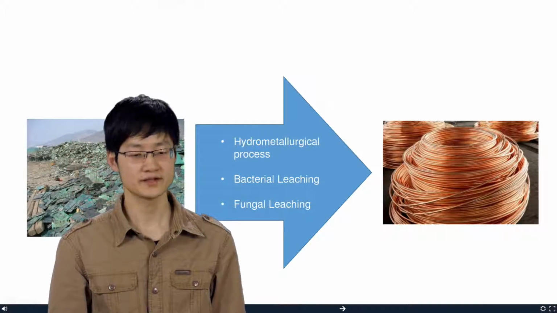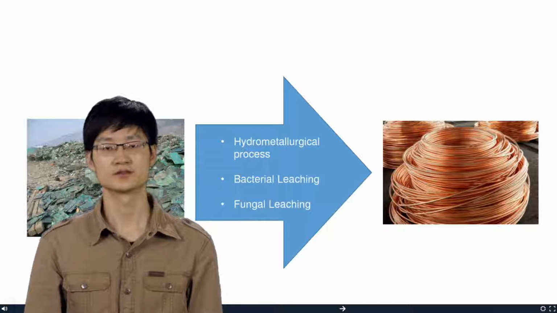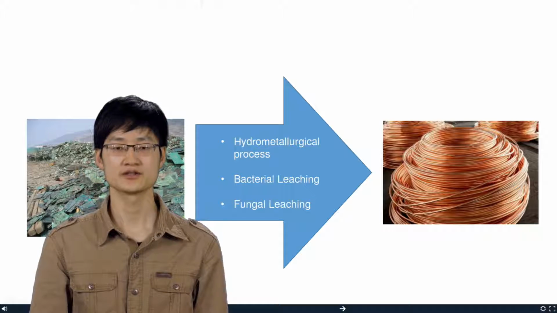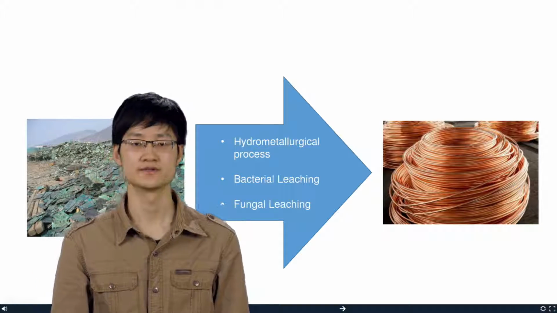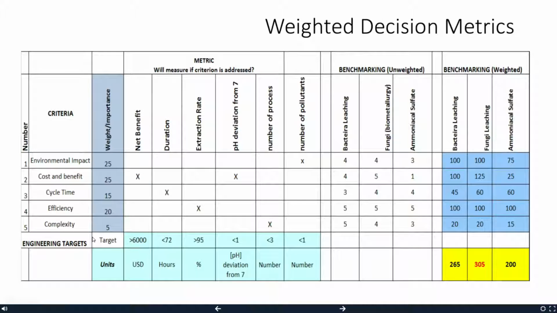We have analyzed three relatively advanced methods to recycle copper, and we used a weighted decision matrix to evaluate all these three methods. We used 5 criteria to analyze the goals, and we can see from this table that fungal leaching got the highest score, and we will analyze the details later.